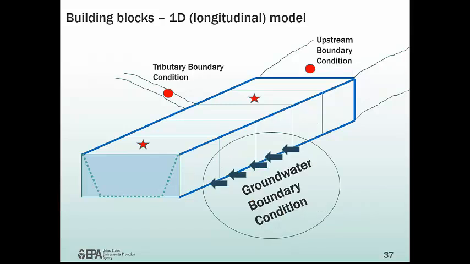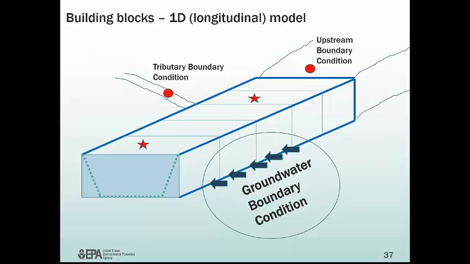Another boundary condition is groundwater inflow. And groundwater can be a bit tricky. With each of these boundary conditions, I should mention, particularly if there's water coming in, we have to define the flow and the mass of all the constituents we're interested in coming in at each of these boundaries. So for groundwater, the flow, we don't measure groundwater flow. It's not like a USGS gauge.